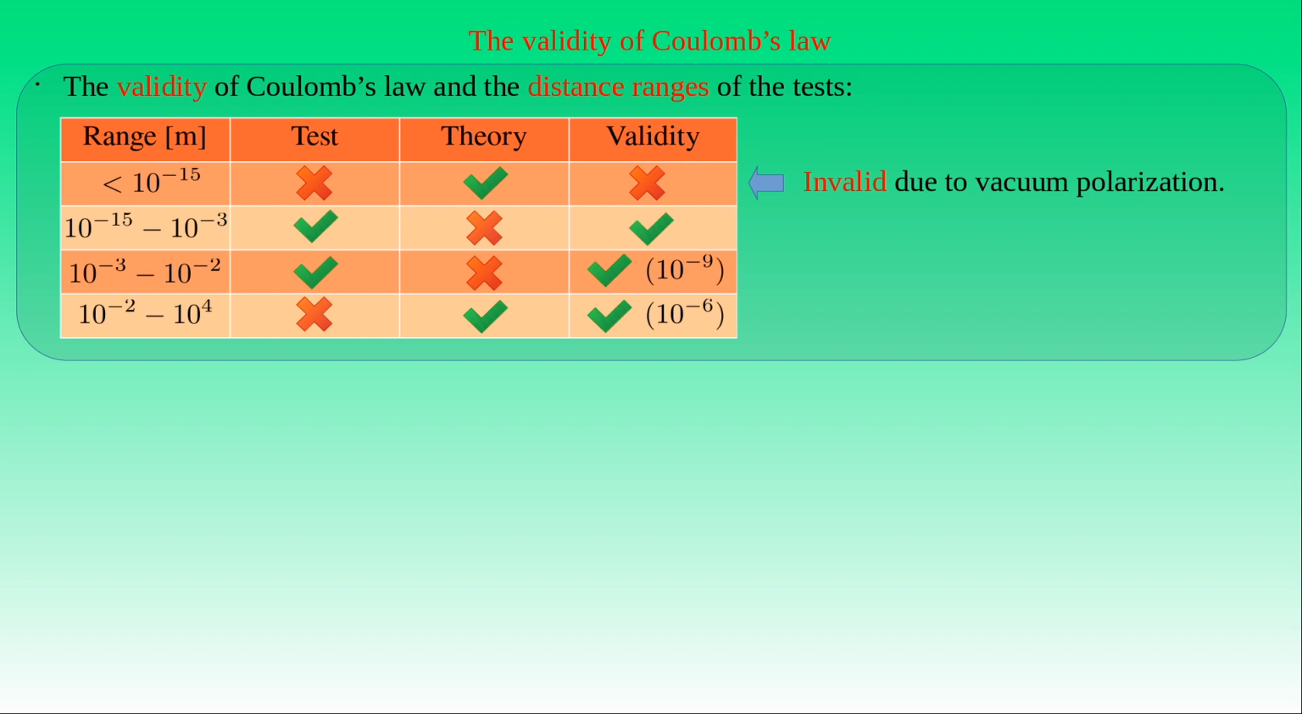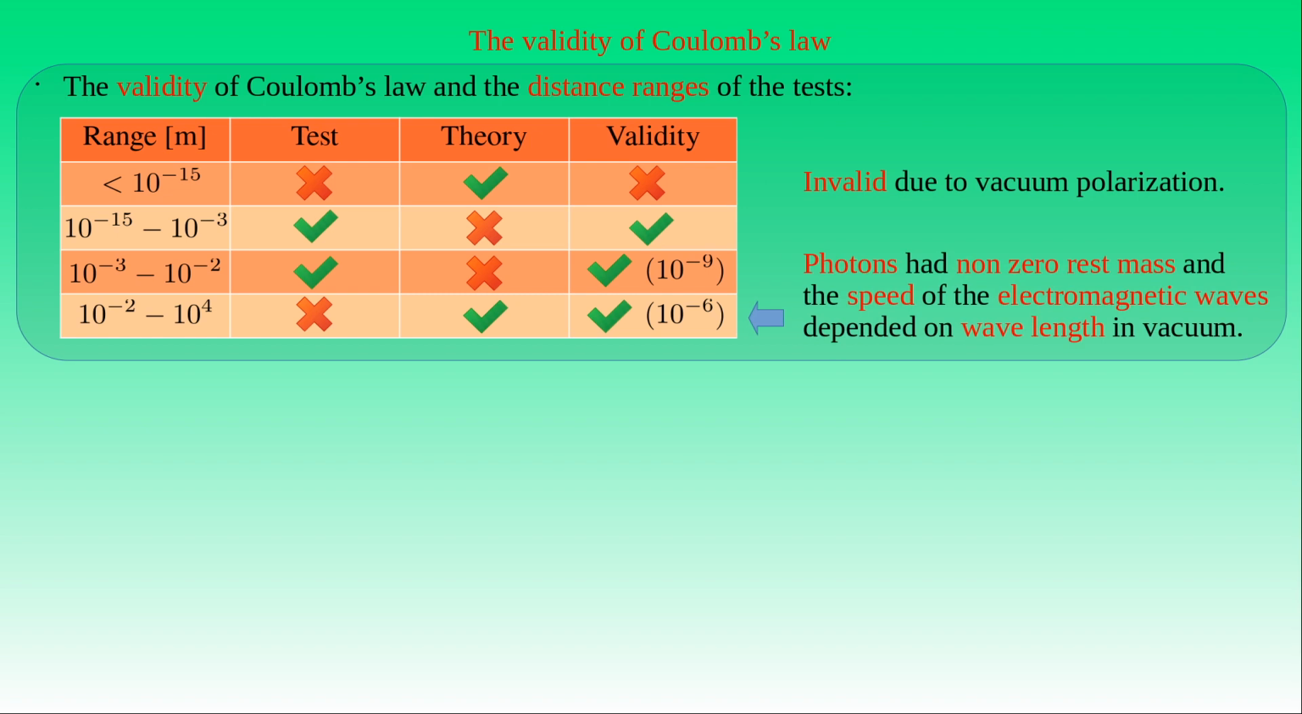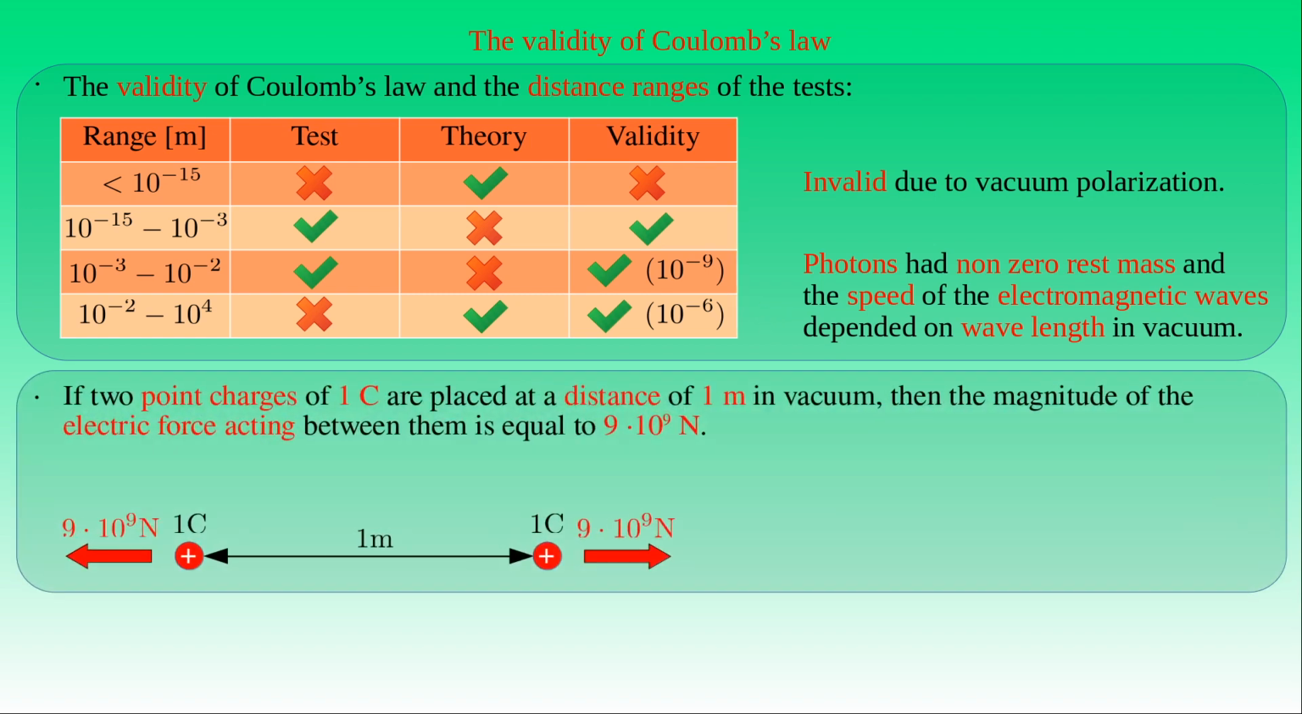Since there is no experimental evidence that the photon has non-zero rest mass, and we could not detect any wavelength dependence of the speed of photons propagating in vacuum, we can conclude that Coulomb's law holds at least with the accuracy of 10 to minus 6 for distances up to a few kilometers. We note that Coulomb's law provides the following interpretation of the unit of charge. If 2 point charges of 1 coulomb are placed at a distance of 1 meter in vacuum, then the magnitude of the electric force acting between them is equal to 9 times 10 to 9 newtons.